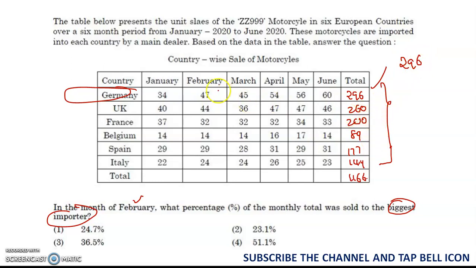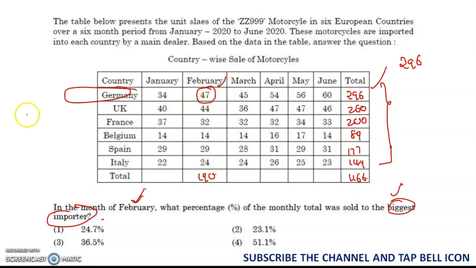Okay, that means the biggest importer in the month of February is having 47. So in the month of February, what percentage of the monthly total was sold to the biggest importer? Actually in the month of Feb, how much is the total? 190 importings are there, including all the countries. Now why did I pick only 47 out of the 190? Because they are asking about the Feb month. You take the biggest import. So the biggest importer is Germany. Because 296 is there, and I took the 47 here.